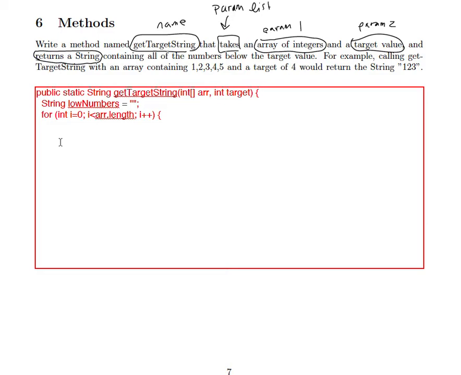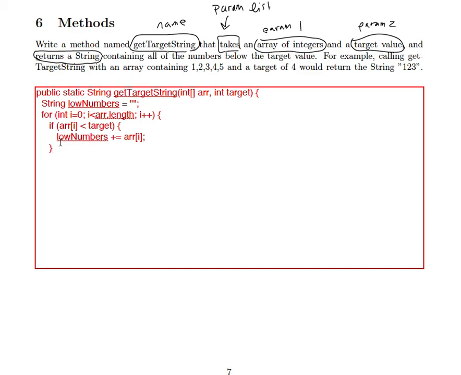So my goal here is to check the current thing in the array, my r sub I, and see if it is less than the target value. If it is less than the target value, then I'm going to add that number to my string of low numbers. Low numbers plus equals r sub I. It's fine to concatenate onto a string like that without anything fancy going on.